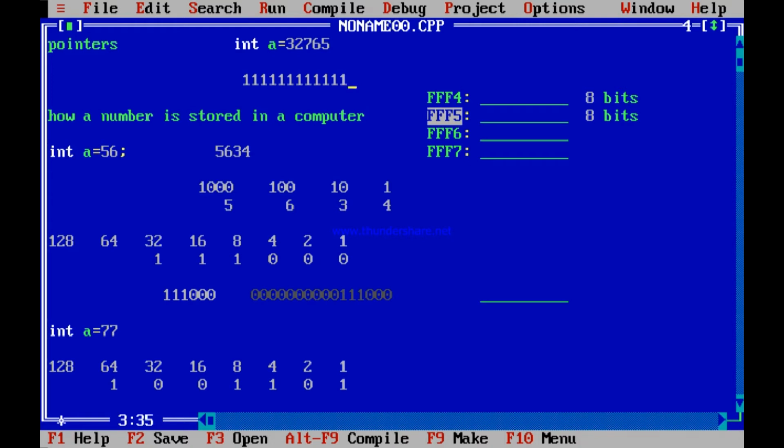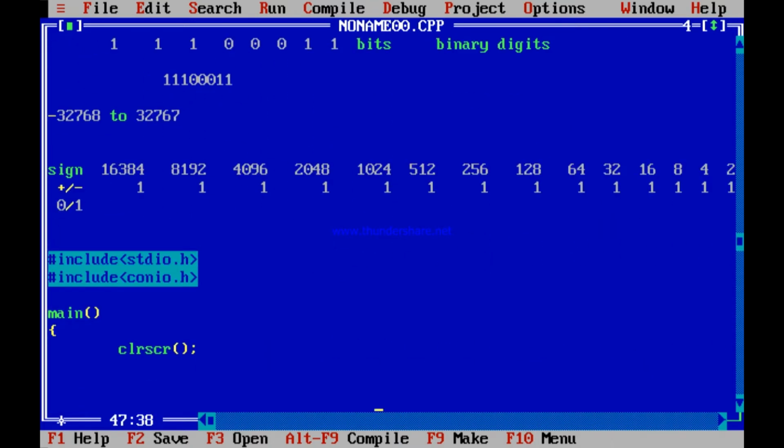So you have to calculate very quickly that amongst the remaining digits, which digits fit. If it is 32765, then yes, this 16384, 1 will be there. 8192, 1 will be there. I'm quickly telling you how the numbers are stored. 32765, 16384 fitted. How much remaining? You're remaining with 16381. So 8192 fitted, how much is remaining out of 16381? 8189 is remaining. Check out, 8189.